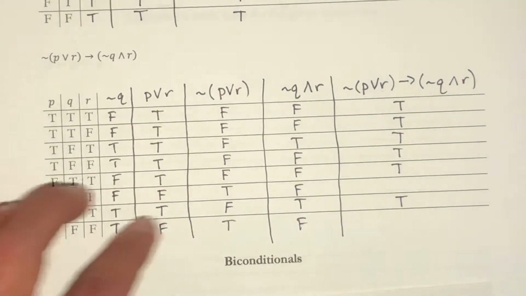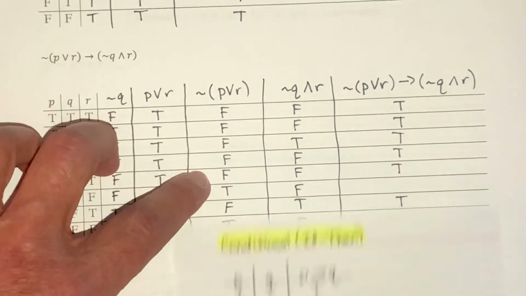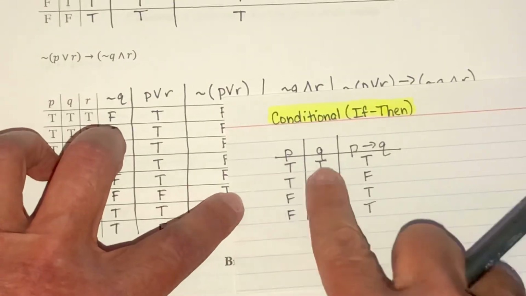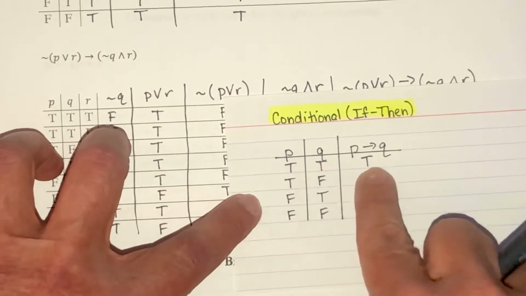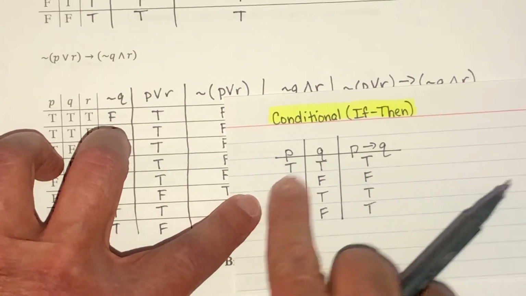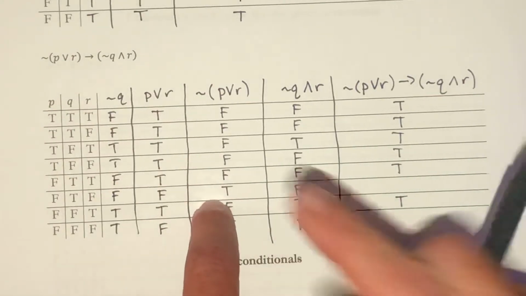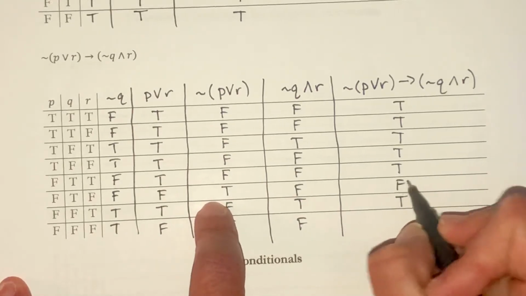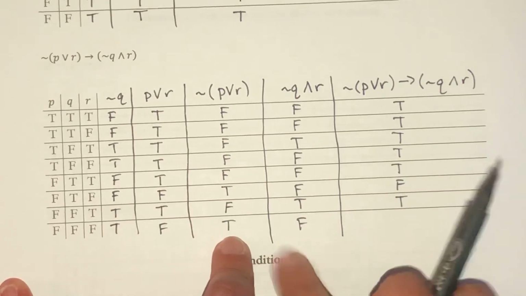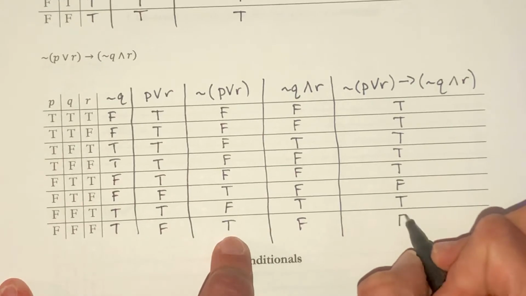Okay, now let's look at these where my first statement is true. If I have true and the other statement is true, it is true. If I have a mixture of true then false, it's false. So I have true then false, so that one is false. True then false, that is also false.